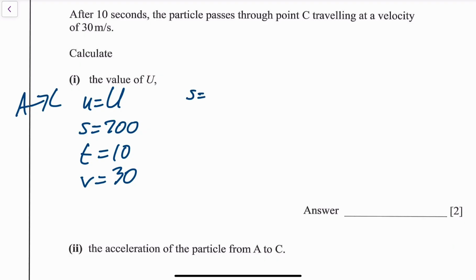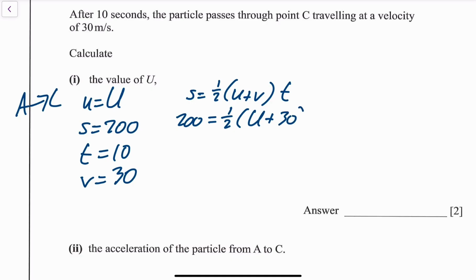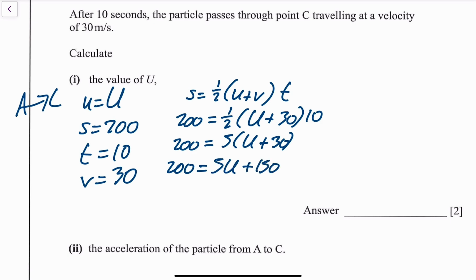We could use S is equal to a half U plus V times T, which we fill in, that's 200 is equal to a half big U plus 30 times my T, which is 10, and that's 200 is equal to a half times 10 is 5 times U plus 30, so that's 200 is equal to 5U plus 150. Bring that 150 across, you're going to have 50 is equal to 5U, big U then is equal to 10 meters per second. Okay, right, the next bit says find the acceleration of the particle from A to C.